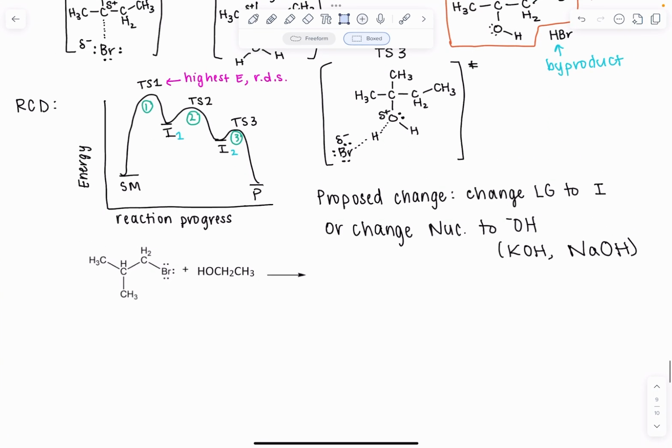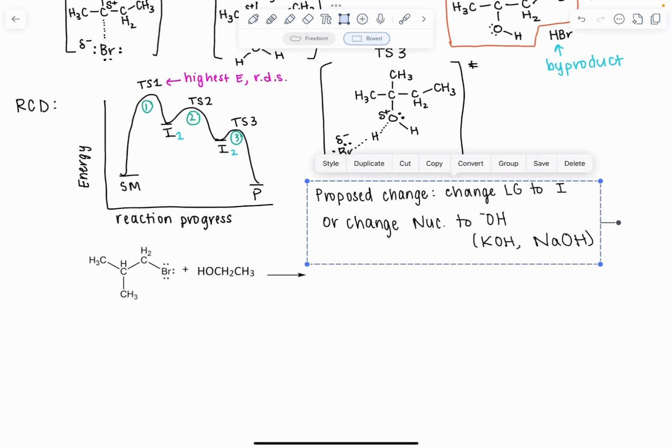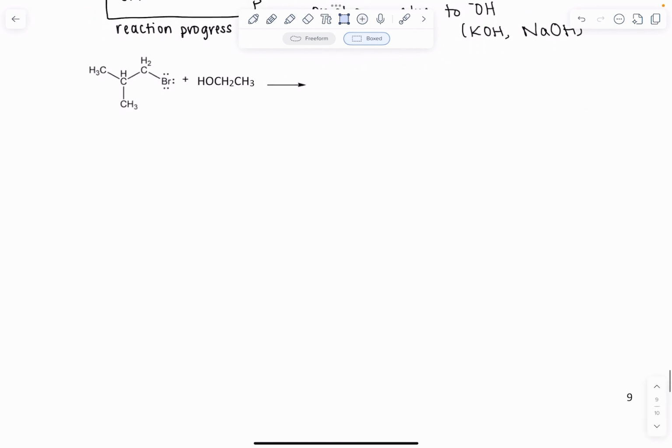Let me move this up so it's not in our way. Okay, so looking at reaction 2, the first thing we need to determine is if this is going to go through an SN1 or SN2 reaction. If we identify the leaving group, we have bromine there. That makes this the alpha carbon. This carbon is bonded to 2 hydrogens and 1 other carbon. So I'll write the note over here. Alpha carbon is primary. This means that SN2 is more likely.